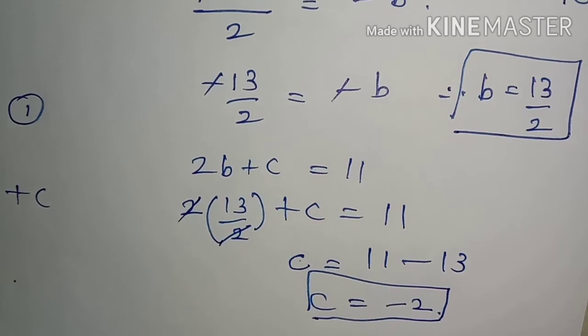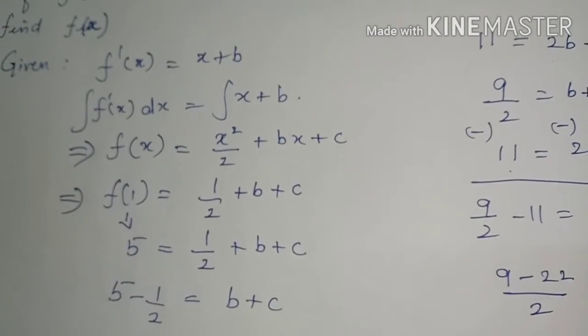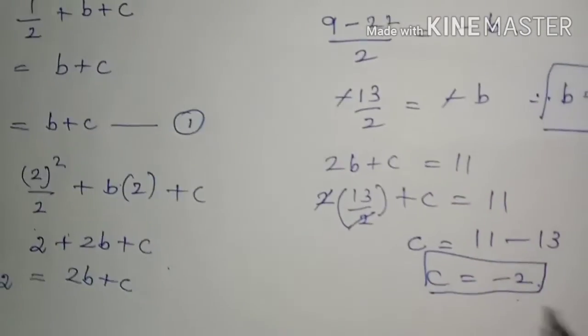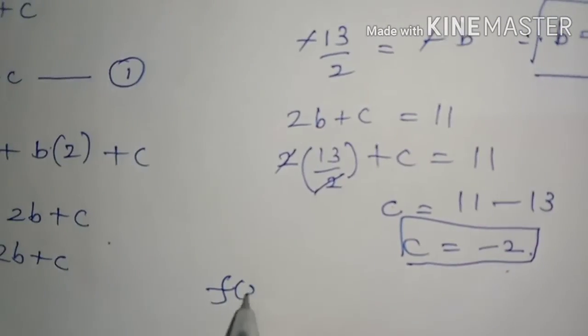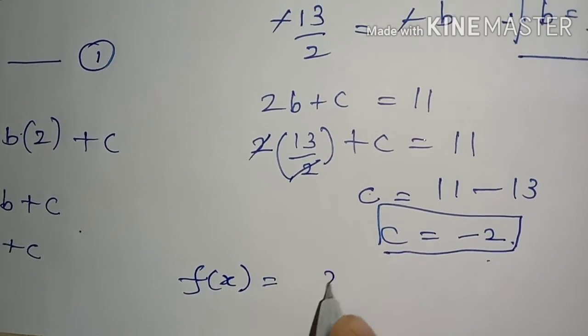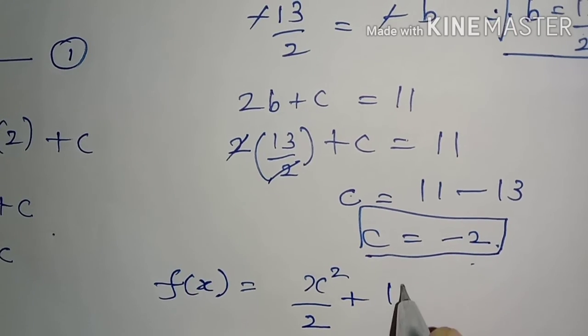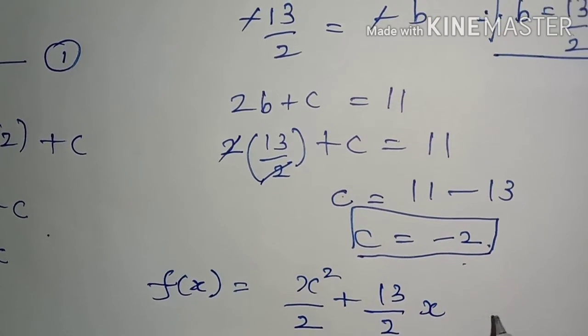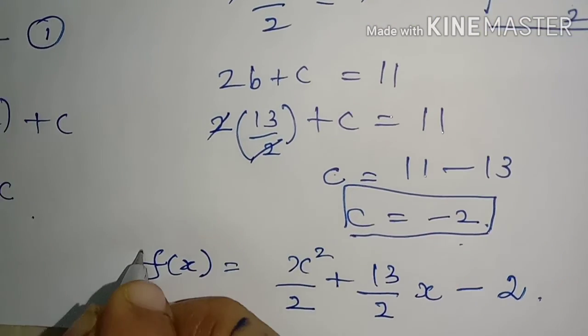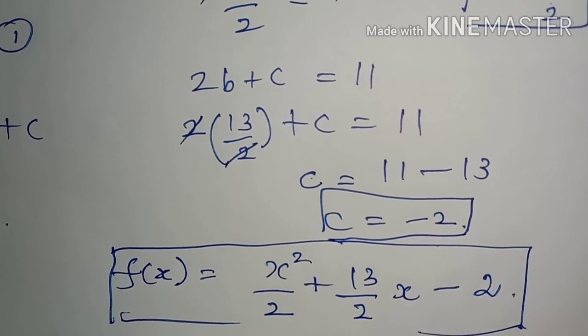What is the question asked? We should find f of x. So by substituting the values of b and c, we get f of x finally. That is equal to x squared by 2, plus the b value, 13 by 2 x, minus 2. So this is your f of x. Understood? Thank you.